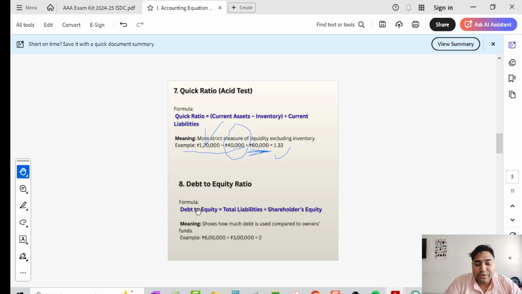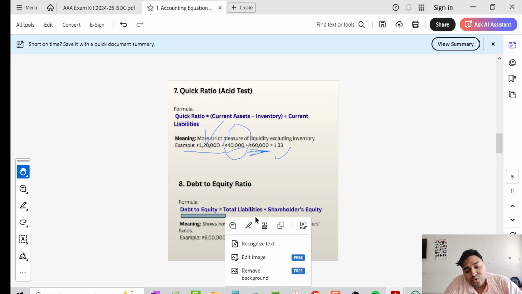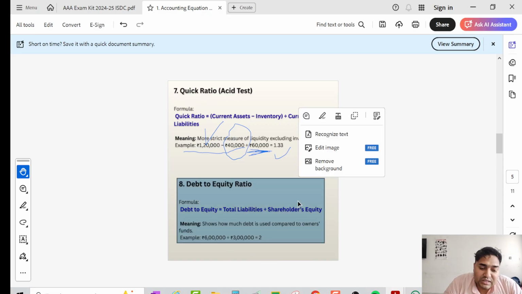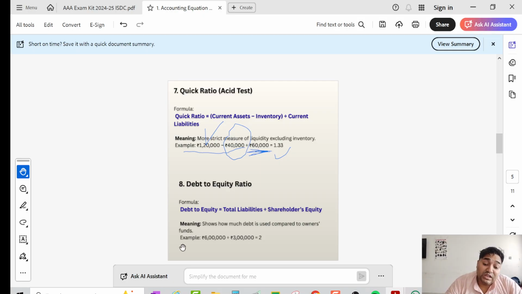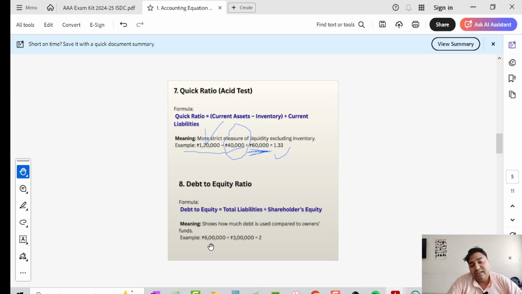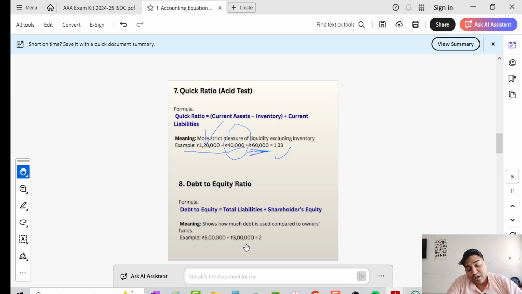Debt to equity ratio. The debt to equity ratio is equal to total liabilities divided by shareholders' equity. It shows how much debt is used compared to the owner's equity. So in our question, 600,000 is the debt and 300,000 is the equity. So the ratio is 2:1.